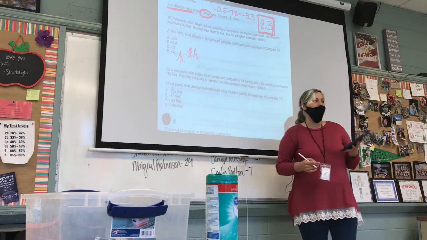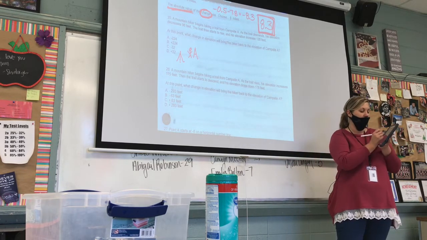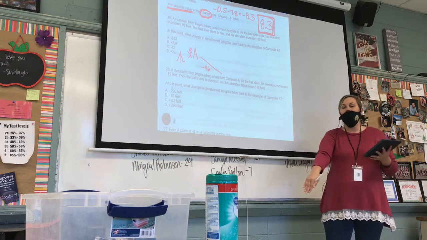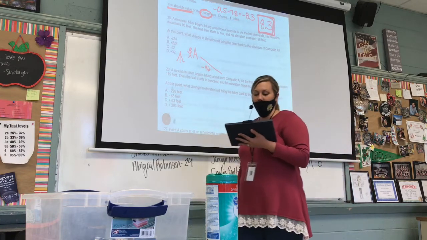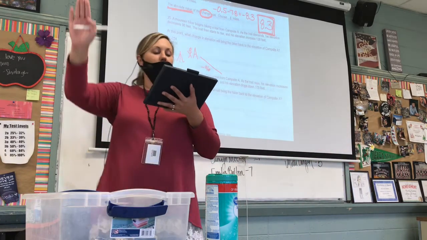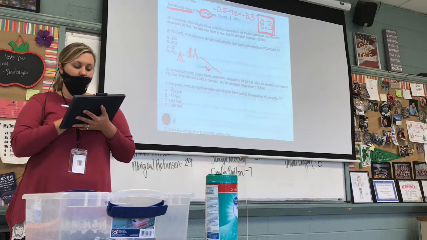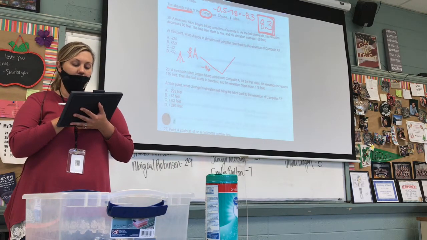What number represents decreasing 96? Negative 96. So we're gonna go down to negative 96. So he's 96 feet below his campsite. Then the trail starts to go up and his elevation increases 128. What are we gonna put on that?